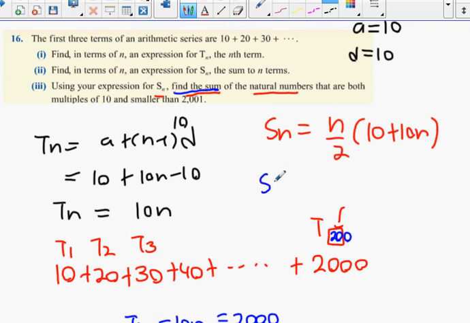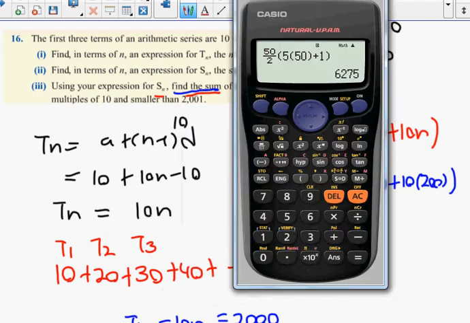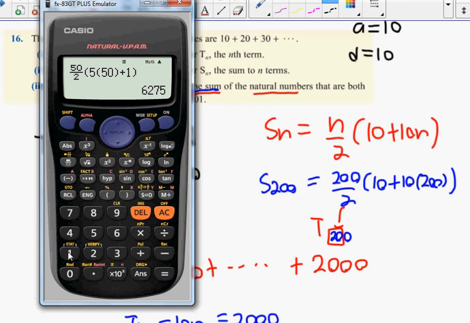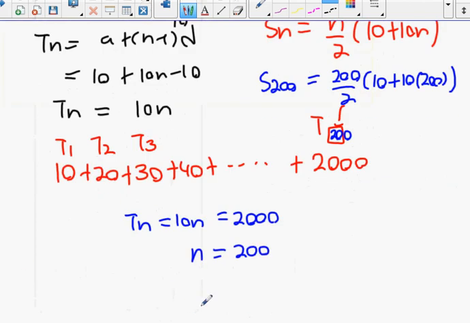Sub in 200 for n in the Sn formula. 200 divided by 2, 10 plus 10 times 200. Now, I wouldn't risk doing that in my head, okay? So I will say 200 divided by 2 is 100. I'd save myself a bit of time there. And then I'll just put the rest of it in the calculator. Let that do all the hard work. Wouldn't risk it. 201,000 is the answer. So, 201,000 euro.